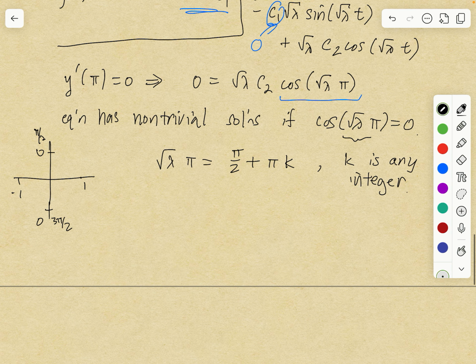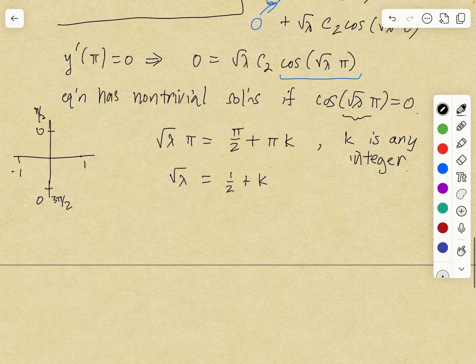So now we have to figure out what lambda is, so we divide both sides by pi. We get square root of lambda equals 1/2 plus k. And then you square both sides, so lambda is going to be k plus 1/2 squared, where k is any integer. These positive values of lambda are going to give you non-trivial solutions.